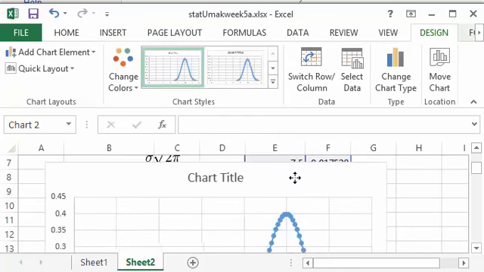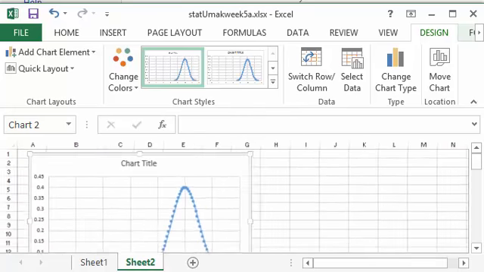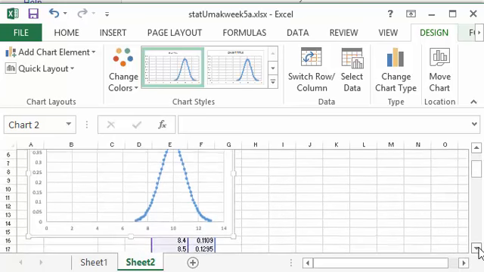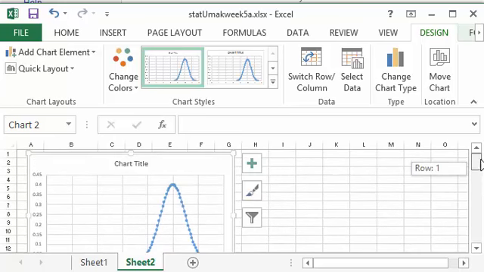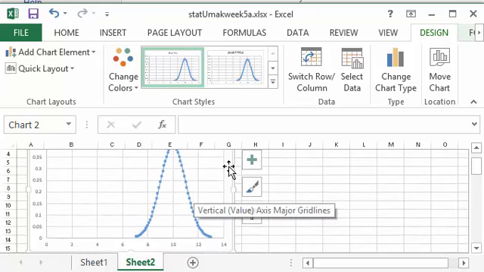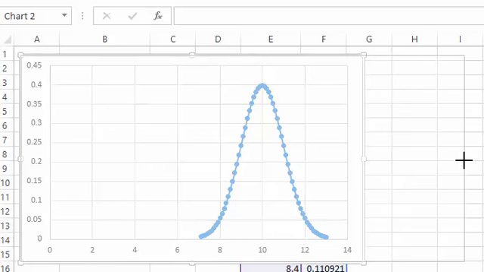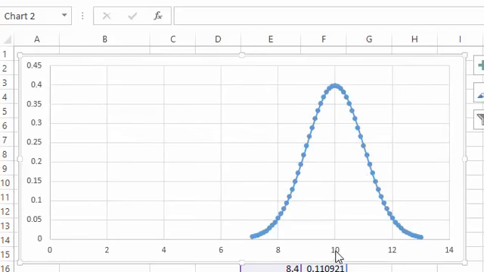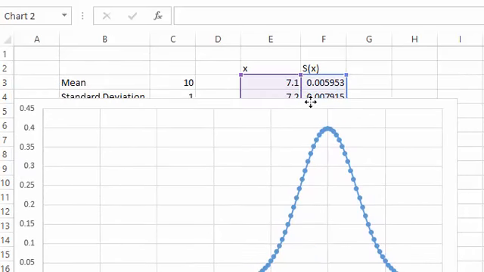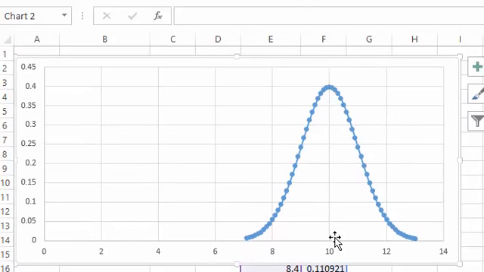Oh, that's quite nice. Okay, let me just make it smaller so we can see what's happening. Alright, yes. That is certainly a normal curve, as you can see. Let's remove the chart title, we don't really need that. There you go. Alright, I just made it bigger, and here it is. This is our curve right there. As you can see, the mean that we specified a while ago, which was 10, is exactly at the highest probability.